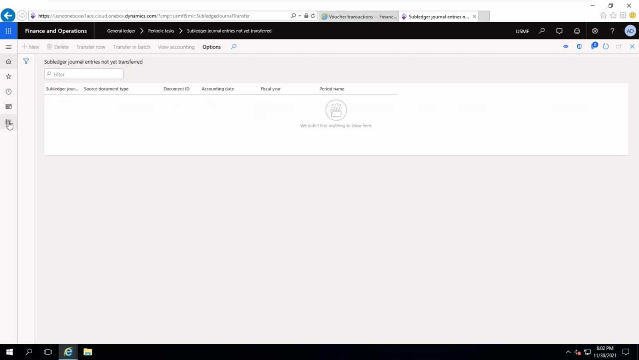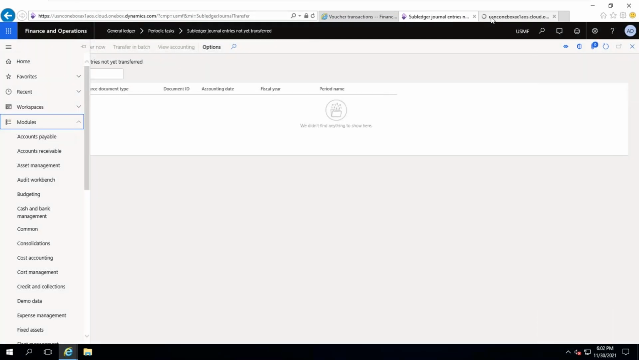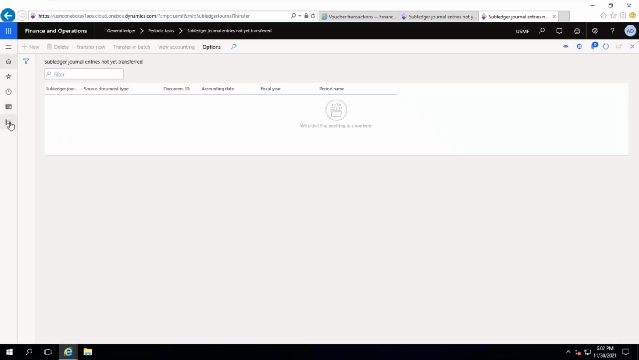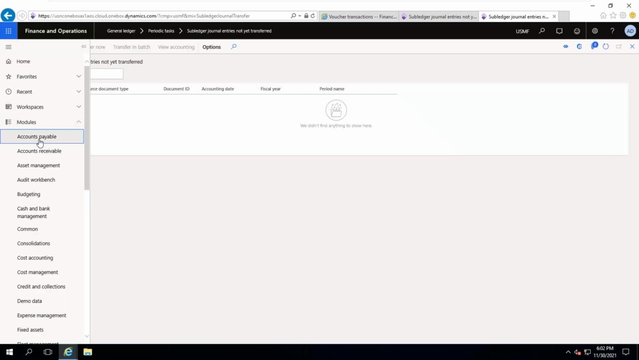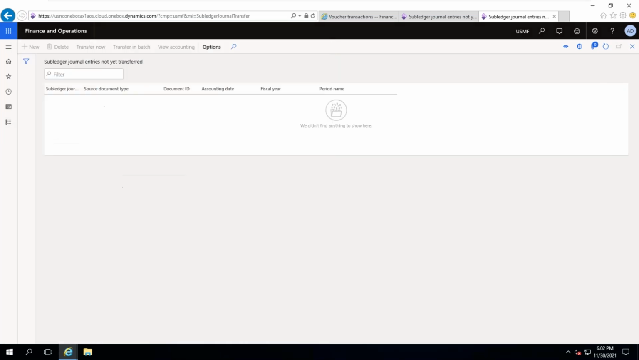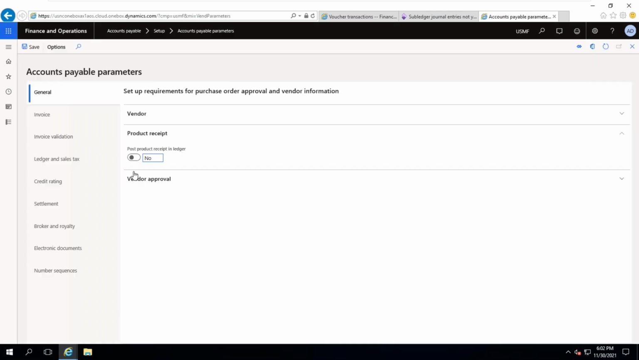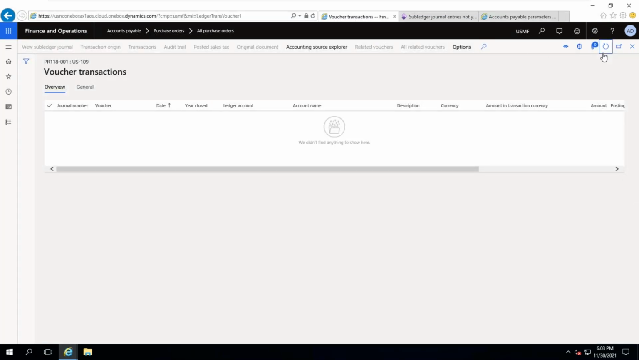I don't know whether I have explained this or not. Let me show you in accounts payable parameters. I think we need to discuss this topic; I have not explained it. In accounts payable setup, accounts payable parameters, one checkbox will be there. Here you need to enable post product receipt in ledger. We'll discuss this next topic later. I have not enabled it, so there will not be any postings at the time of product receipt.